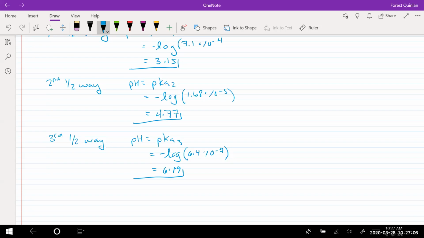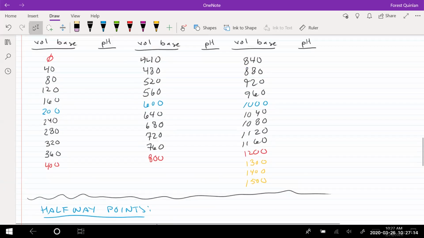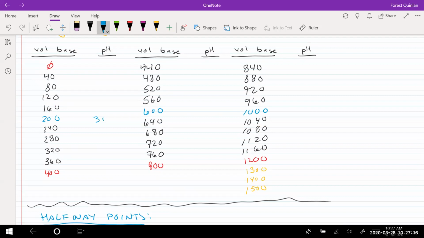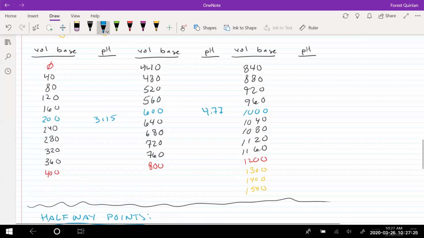Okay, so let's go ahead. I'm going to go ahead and pin those halfways real quick up there. So we had 3.15, we had, I think, 4.77, and we had 6.19.